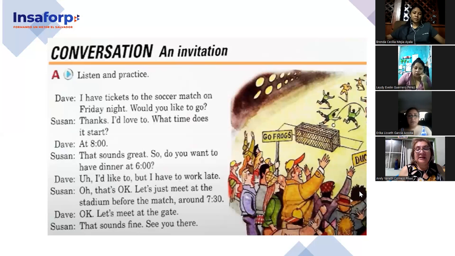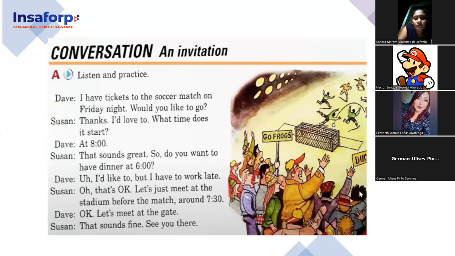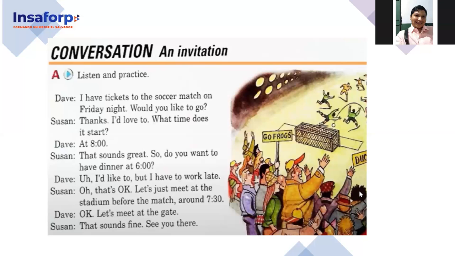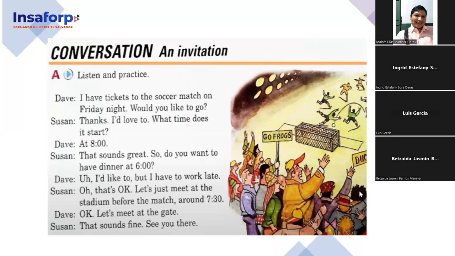Perfect. We're going to have a few of you. We're going to start with, let me see, yes. Ana Guevara, you are Dave. Your partner is going to be Moises. Moises, you are Susan, okay. And then you change roles. Ready? Let's begin.